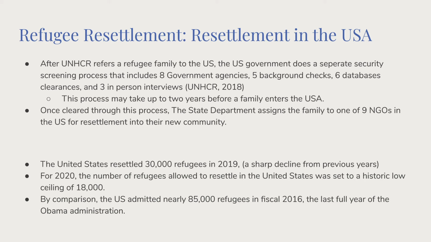Some numbers to look at for resettlement in recent years. In 2019, the U.S. resettled about 30,000 refugees. For 2020, the number was set to a historic low of 18,000. By comparison, in 2016, the last full year of the Obama administration, the U.S. admitted nearly 85,000 refugees.